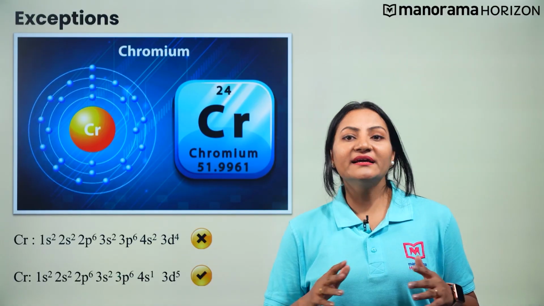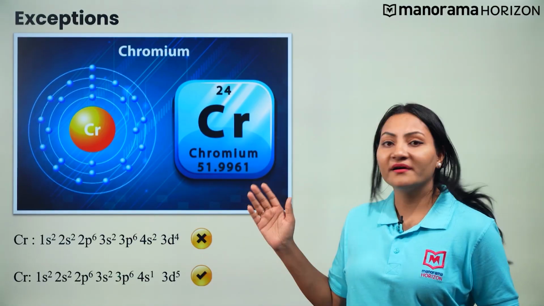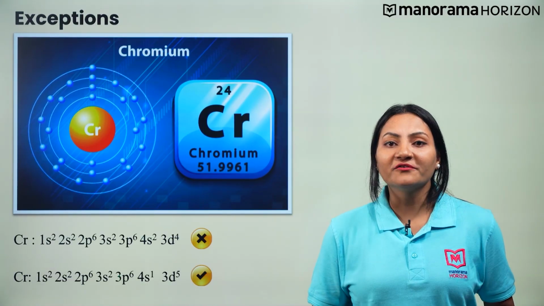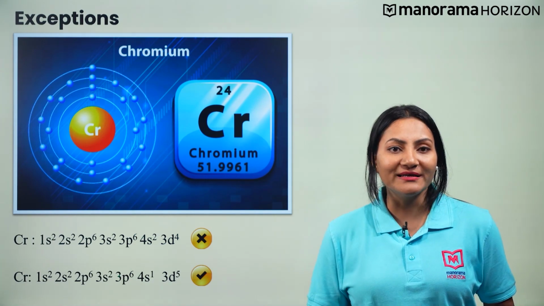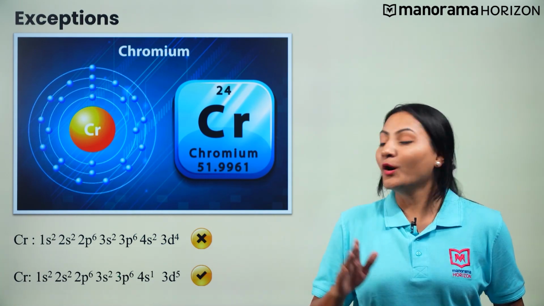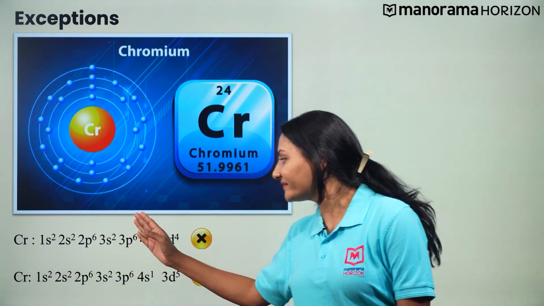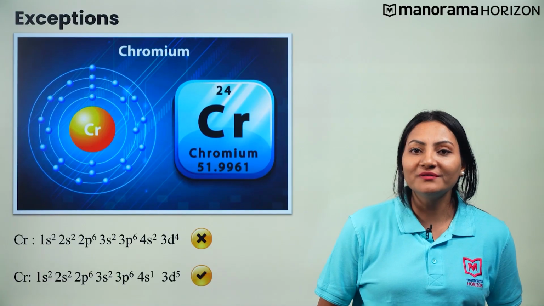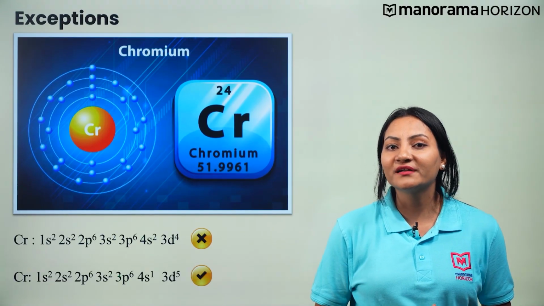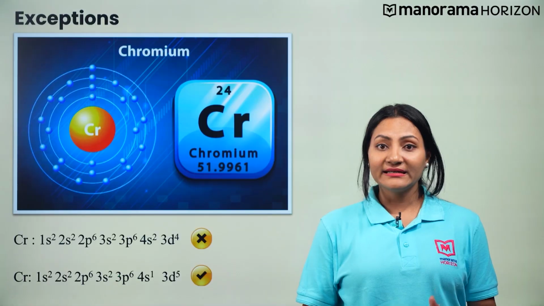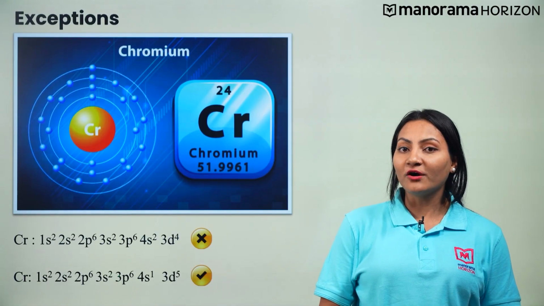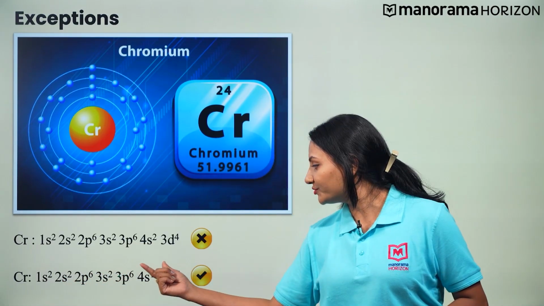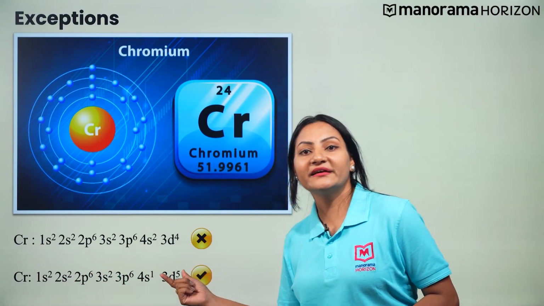Consider the element chromium whose atomic number is 24. Now, if I ask you to write the electronic configuration of chromium, what will you write? Yeah, obviously it is 1s2, 2s2, 2p6, 3s2, 3p6, 4s2 and 3d4. But do you know this is not the correct electronic configuration of chromium? Instead, the correct electronic configuration of chromium is 1s2, 2s2, 2p6, 3s2, 3p6, 4s1 and 3d5.